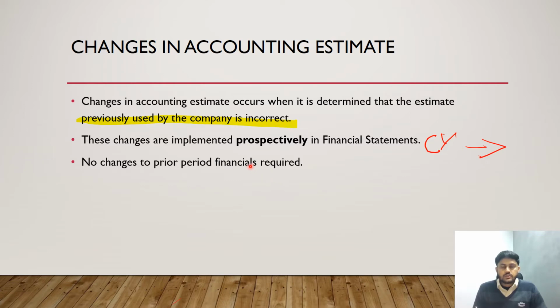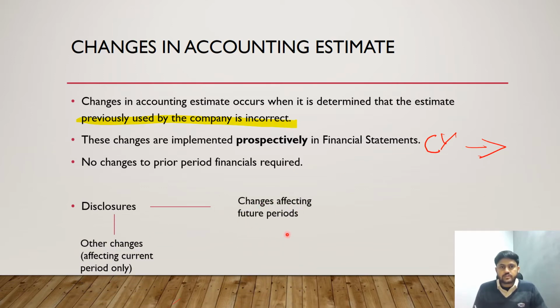Okay, so now what should be the disclosures if you are doing the changes in accounting estimates? So disclosures can be of two types. One is changes affecting future periods and the other one is changes affecting current period only. So what would be the disclosure in case of changes affecting future periods? The example for changes affecting future periods is changes in estimated life of a depreciable asset.